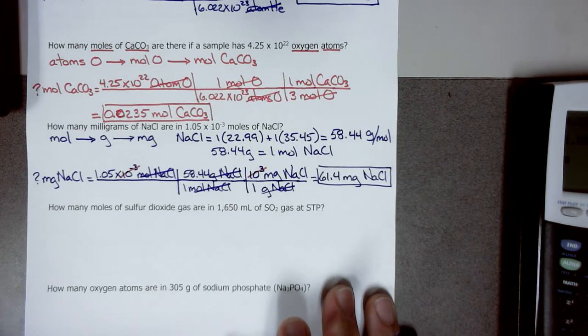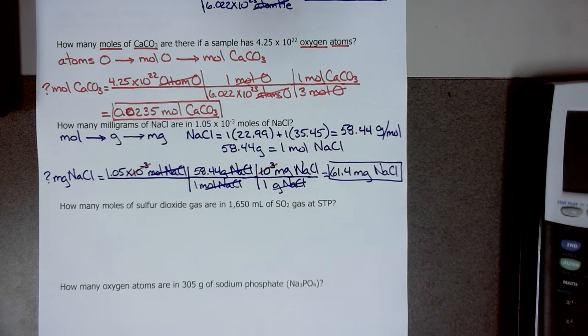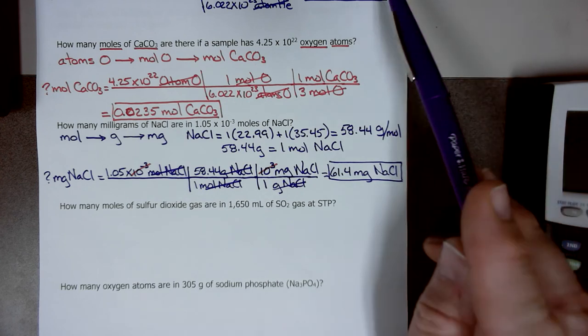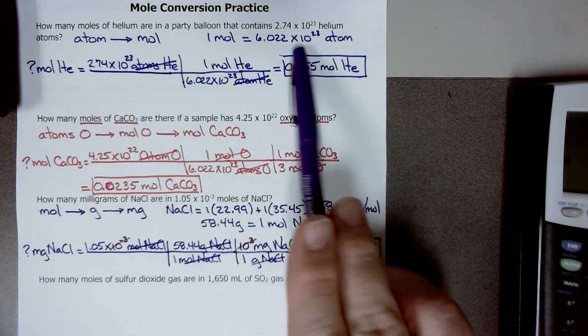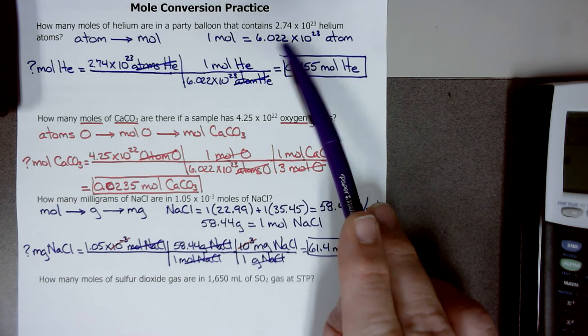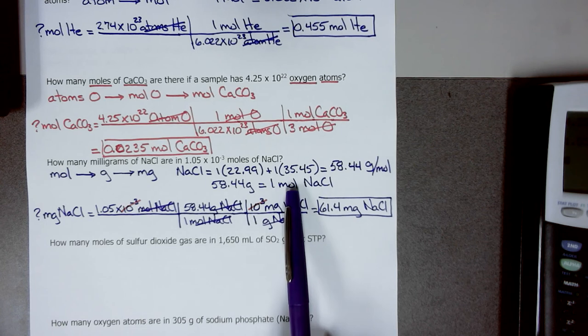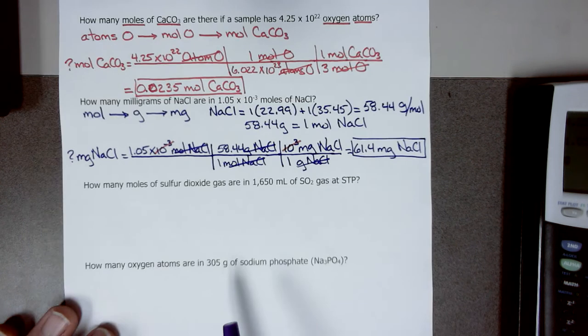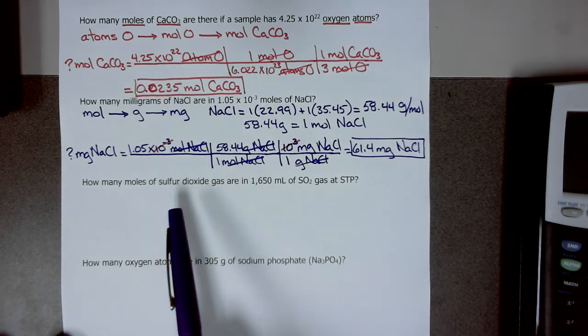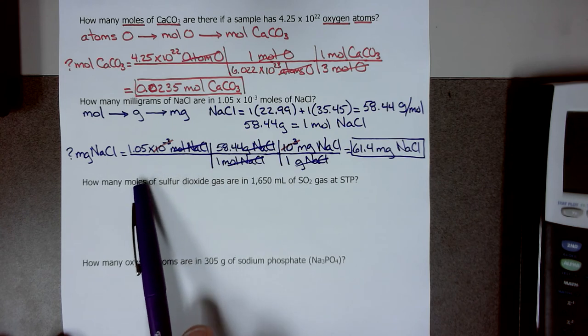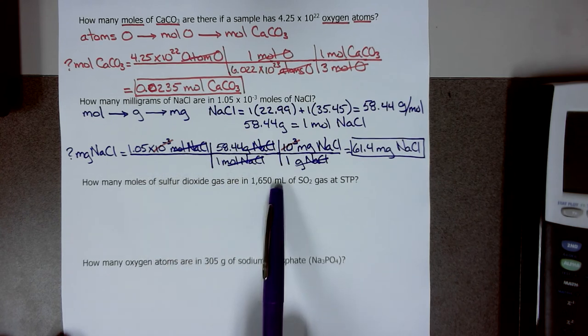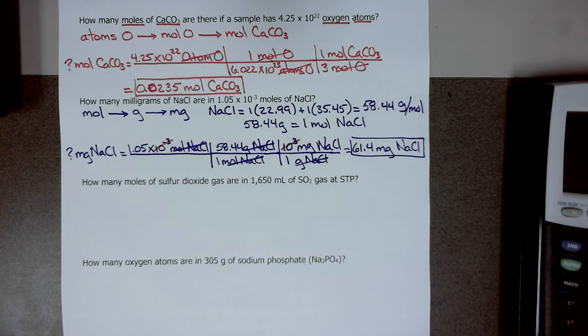Okay, so we've got a couple more here to work on. The first one I would like to look at now, so we've done particles, we've done moles to particles or particles to moles. Then we've done moles to mass, or mass to moles using molar mass. Now we're going to do what we have here, moles to volume, or volume to moles of a gas at standard temperature and pressure.